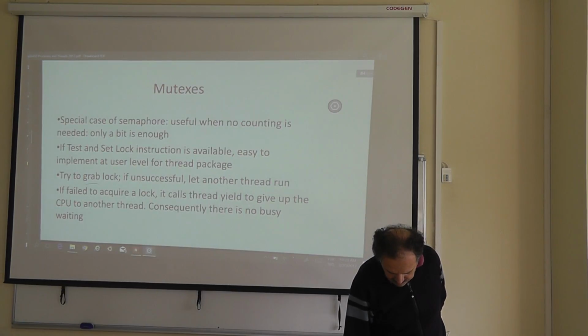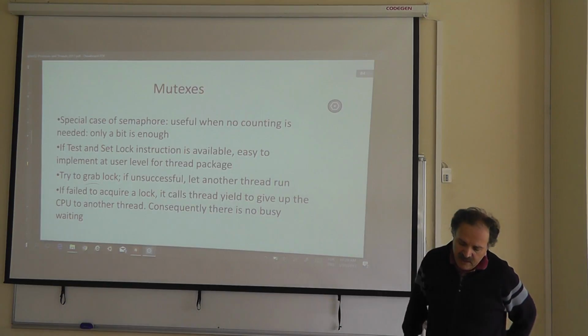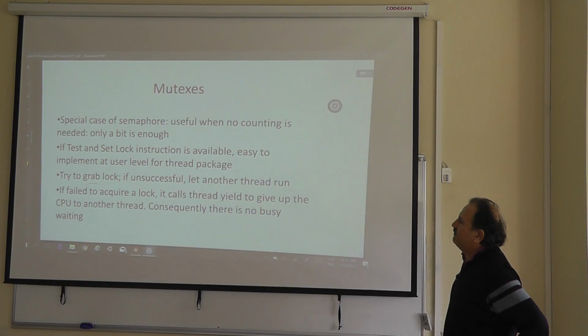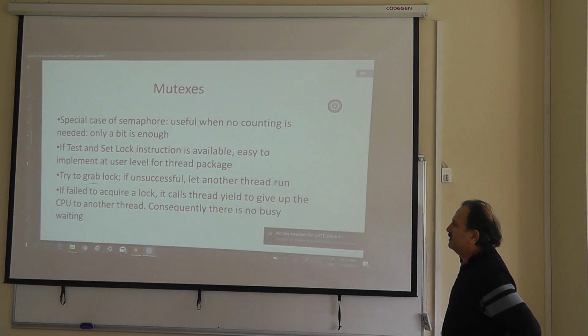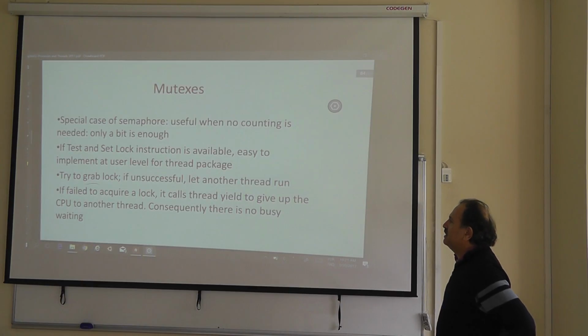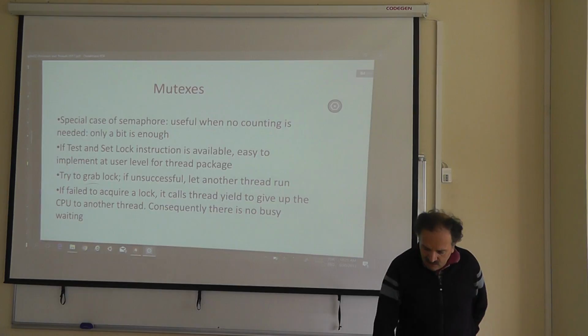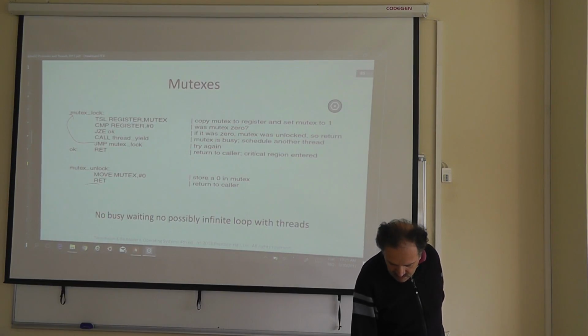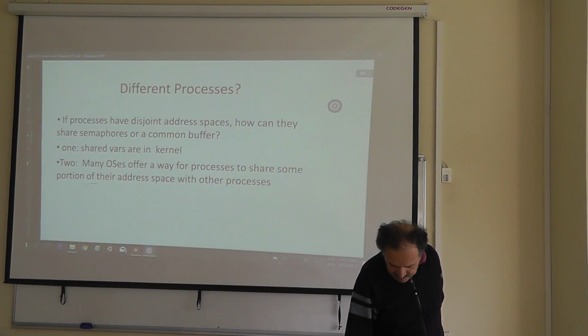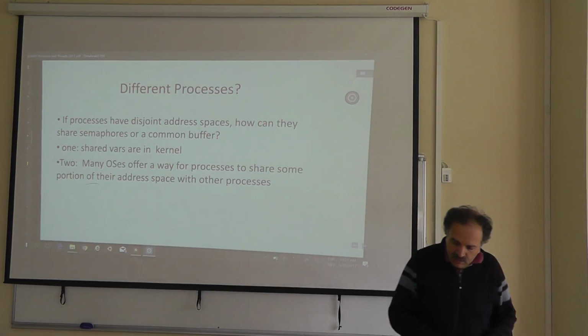What else? If my mutex fails to acquire the lock, it calls Chadiel to give up the CPU for another thread. Consequently, there is no busy waiting. There is no busy waiting. So this is one way of implementing it.